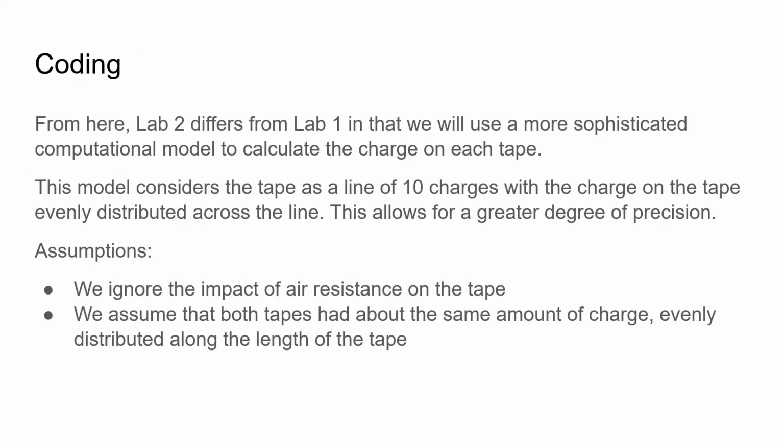At this point, Lab 2 starts to differ from Lab 1 in that we use a more sophisticated computational model to calculate a charge on each tape. This model considers the tape as a line of 10 charges, with the charge on the tape evenly distributed across the line, as opposed to Lab 1, when we just used 1 point charge as the model for the tape. The assumptions that we make are that we ignore the impact of air resistance on the tape, and we assume that both tapes had about the same amount of charge.